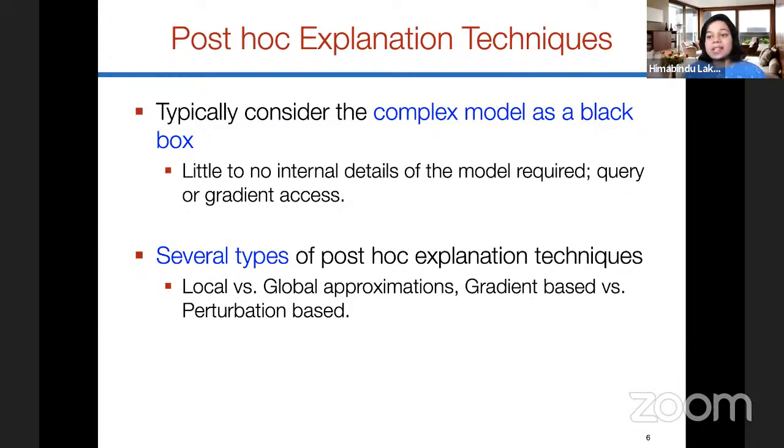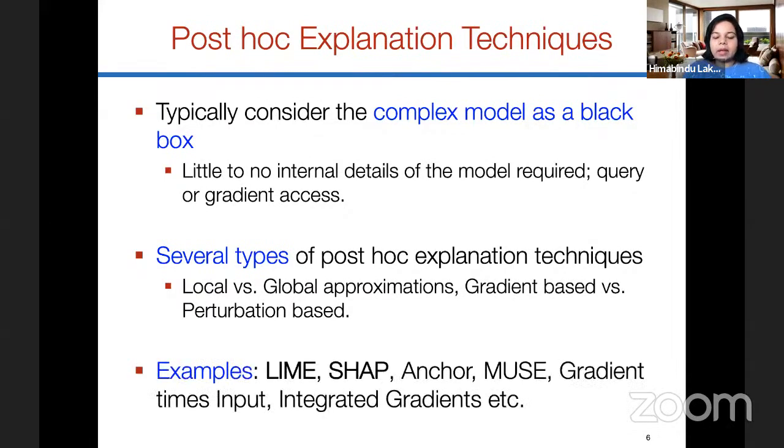And that is, of course, the type of explanation. Then there is also this kind of classification based on the approaches that are developed to explain these models. For example, some are based on gradients, some are based on what we call perturbations, and I'll explain in a second what I mean when I say perturbations, right? Okay, so just to name drop a few things here, I'm sure several of you must have heard about methods like LIME, SHAP, Anchor, MUSE, gradient-based approaches, integrated gradients, GradCAM, SmoothGrad, and so on, right?